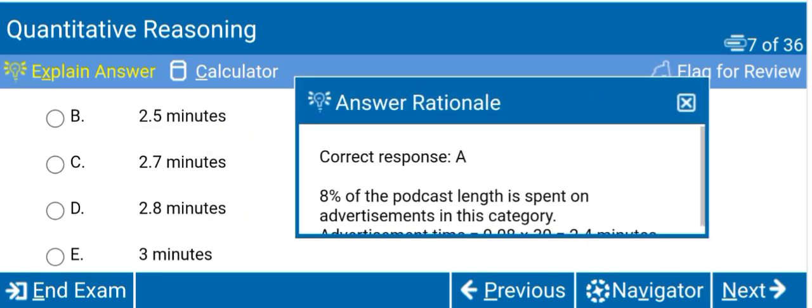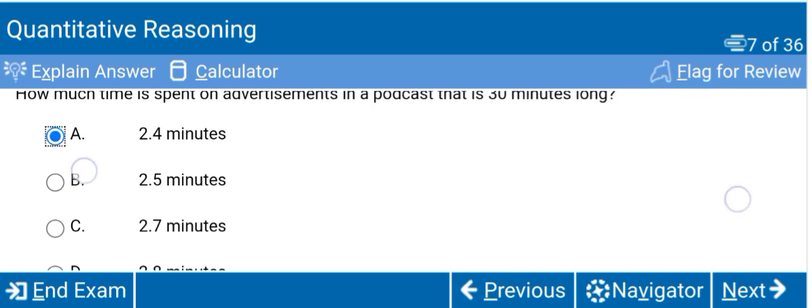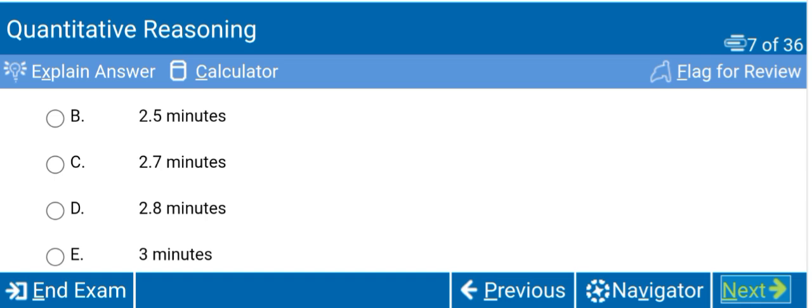The correct response is option A, because 8% of the podcast length is spent on advertisements in this category, so advertisement time equals 0.08 multiplied by 30 equals 2.4 minutes. So we can say that option A is the correct option.